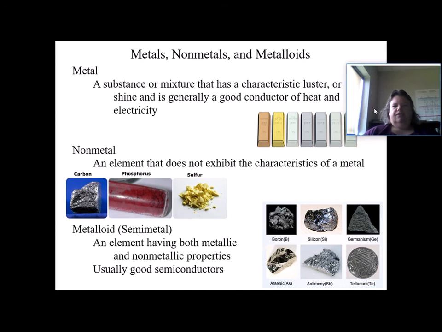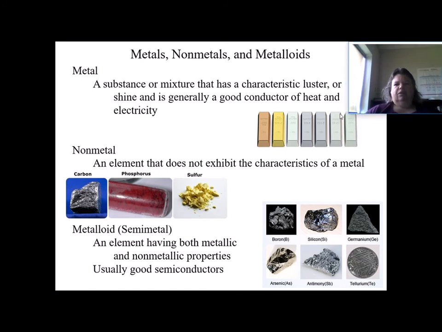You have three classifications of matter on the periodic table. Metals, which is characteristic of something that has a luster or a shine, is a good conductor of both heat and electricity. So here I have copper, aluminum, and silver, and I really can't read the rest of those.